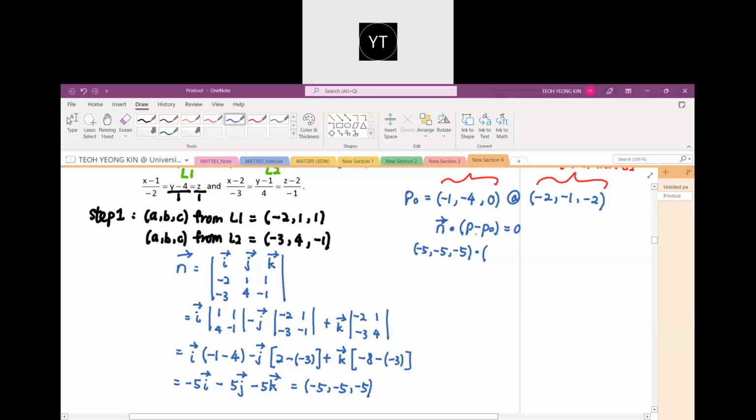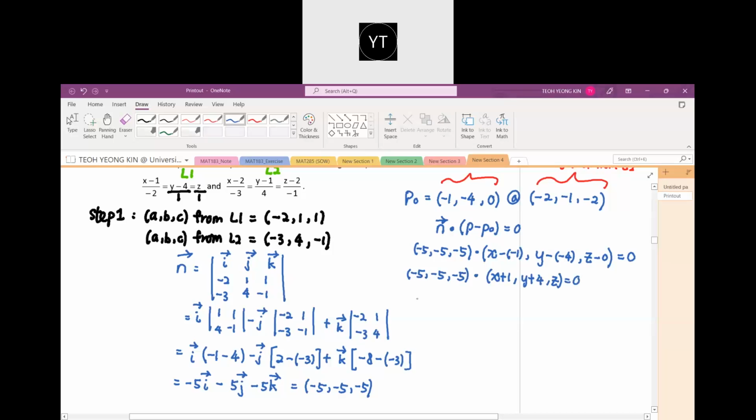So the first one, let's say p, which is the variable x, minus, here is negative 1. Put a bracket, negative 1, comma, p naught, y, the p is y, minus the p naught, let's say is negative 4. So put a bracket, negative 4. And finally, plus 1, z, minus this one, z, the third coordinate is 0. So minus 0 is equal to 0. So here is negative 5, negative 5, and negative 5, the dot product with x plus 1, y plus 4, and z.